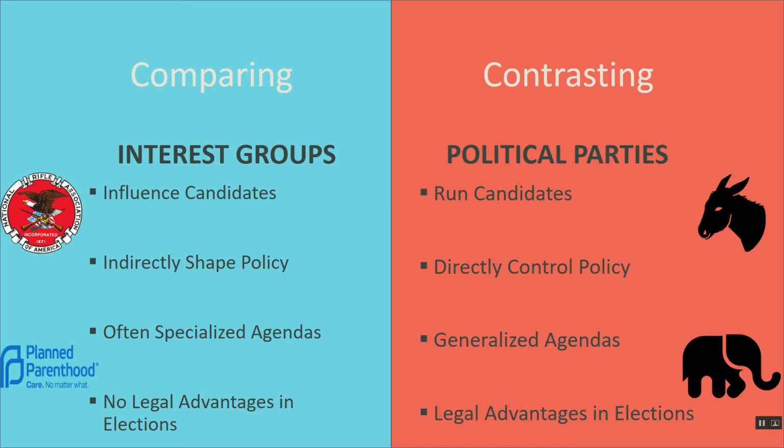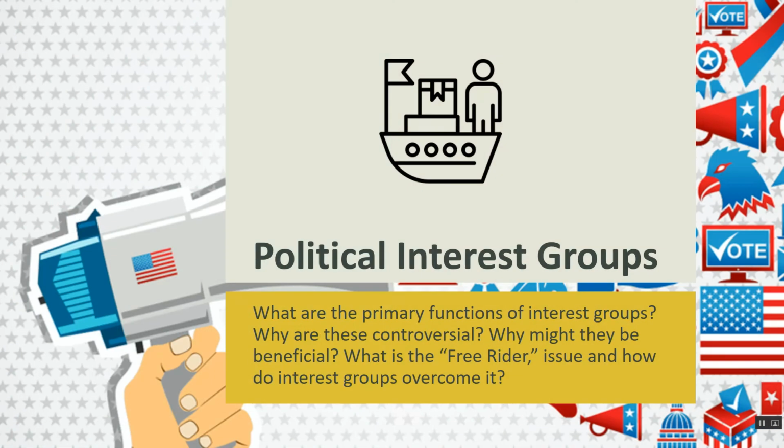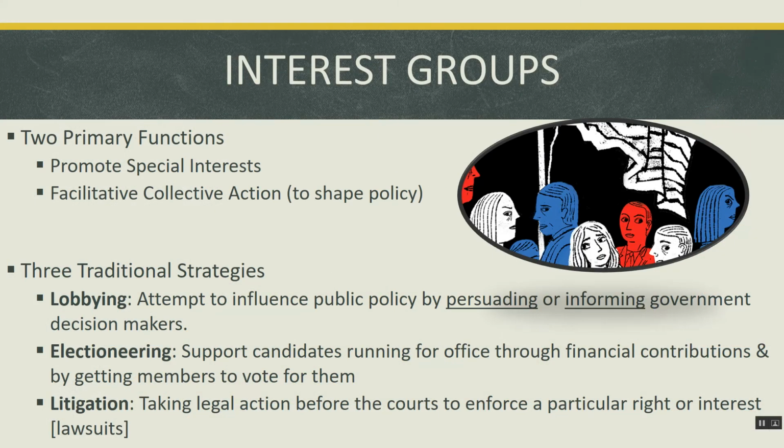option on Election Day. Now that we know the major differences between interest groups and parties, we know what political intermediaries are and what they do, let's narrow the scope and focus particularly on interest groups. We'll talk about what interest groups do, what their primary functions are, why these are controversial, why they might be beneficial, and then we're going to talk about the free rider issue and how interest groups are able to overcome it by offering their members selective benefits.